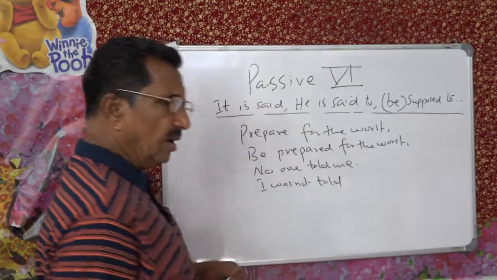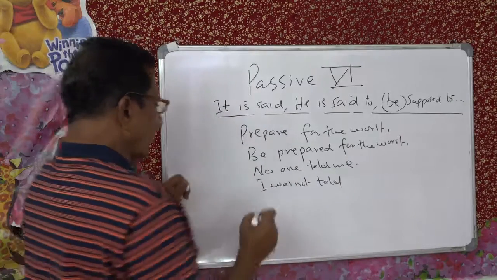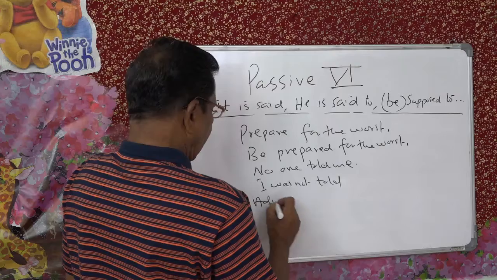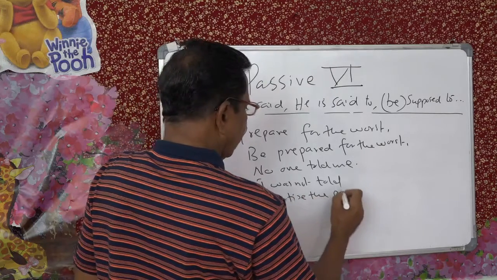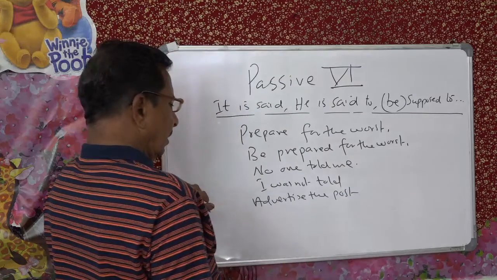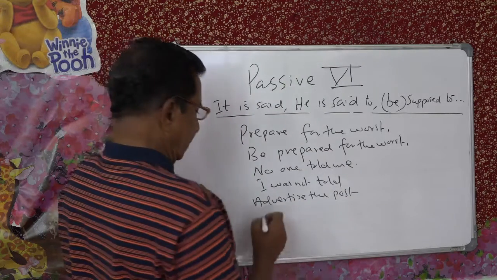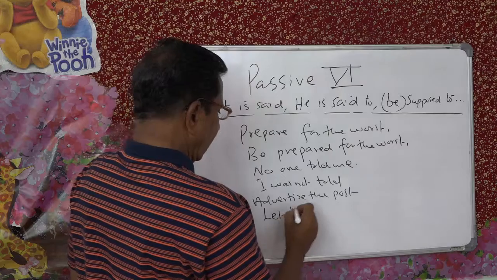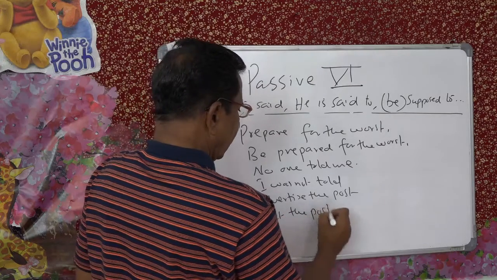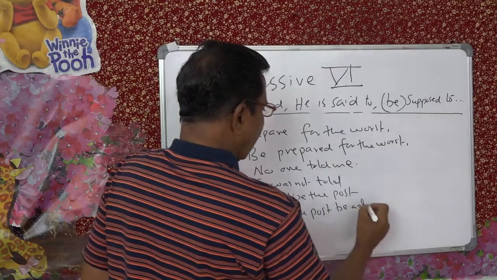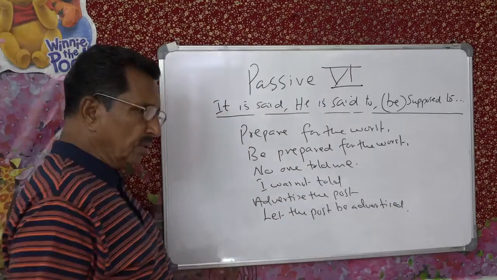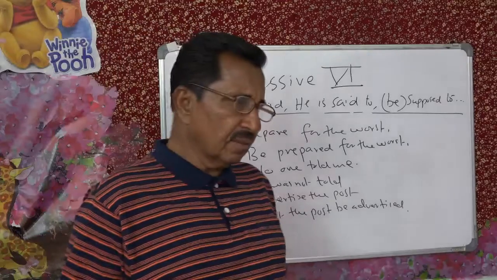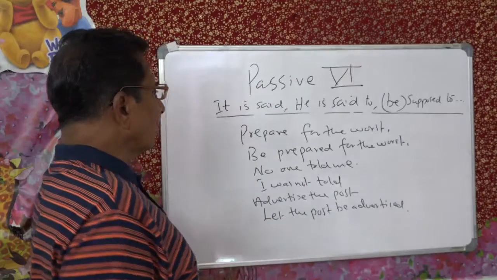Understand? Then you have got what is called, advertise the post. Then, let the post be advertised. Let the post be advertised. Understand? So you have another sentence.